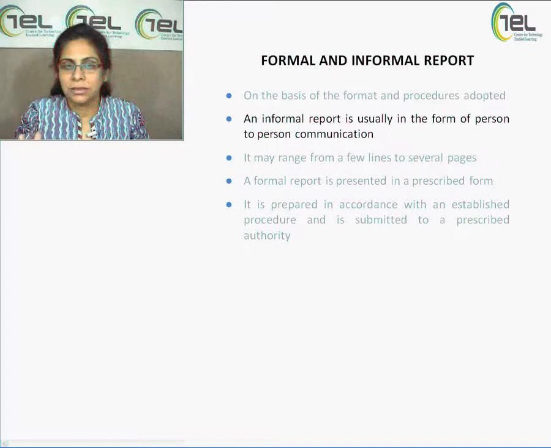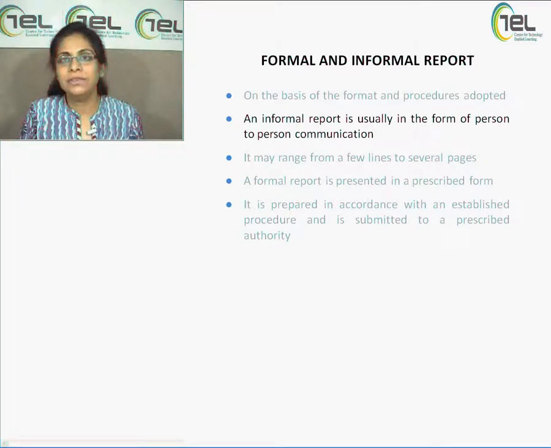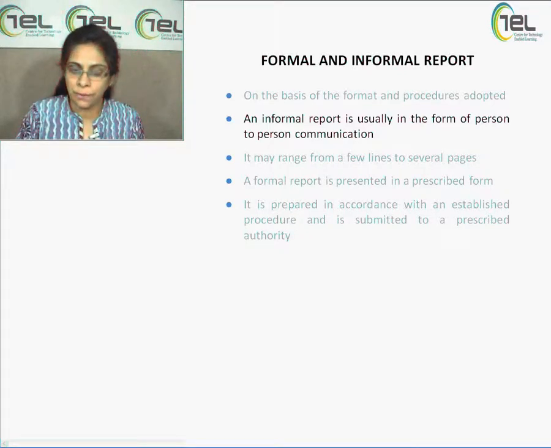a set layout. You have to write the heading, the addressing, the salutations, and this is to be followed to the person, and then the thank you and the person's name in the end. So that becomes a formal report.